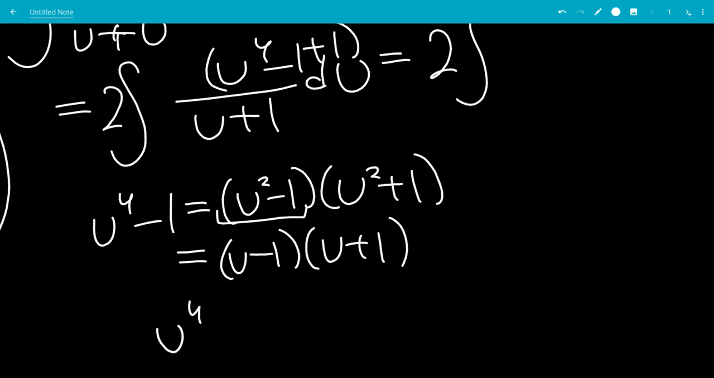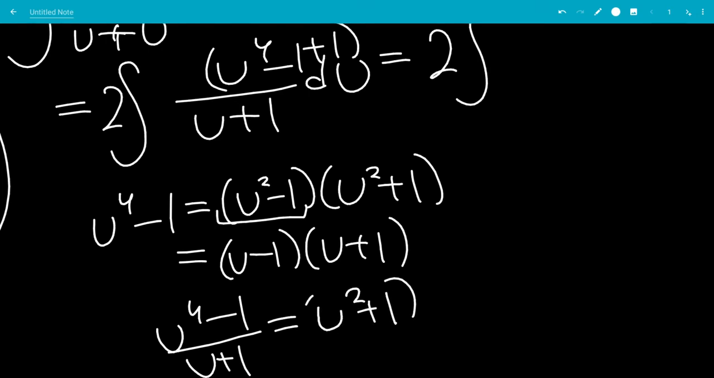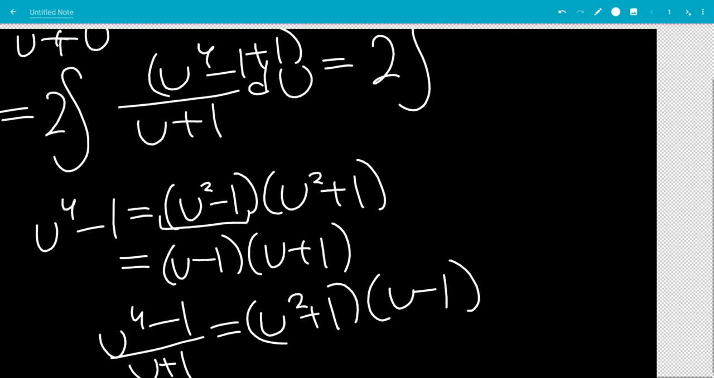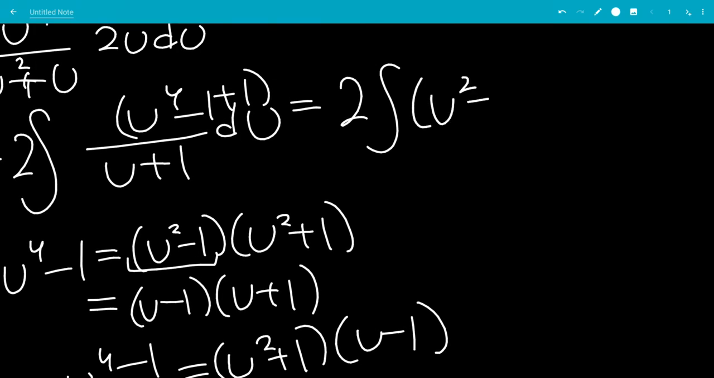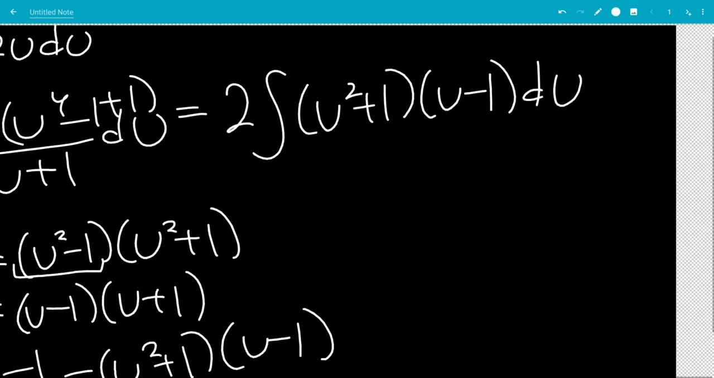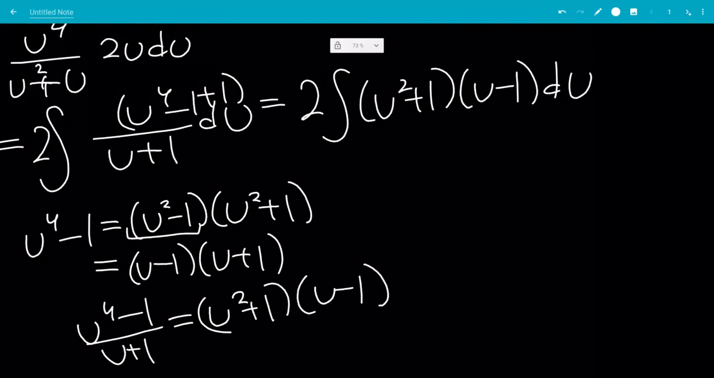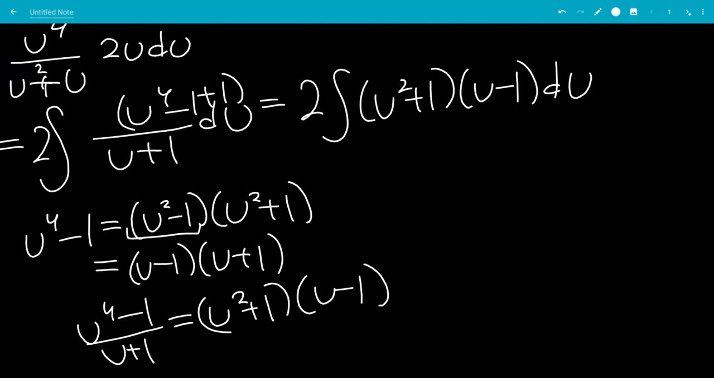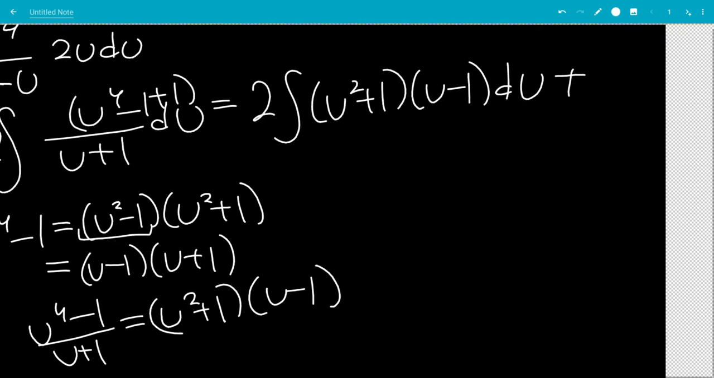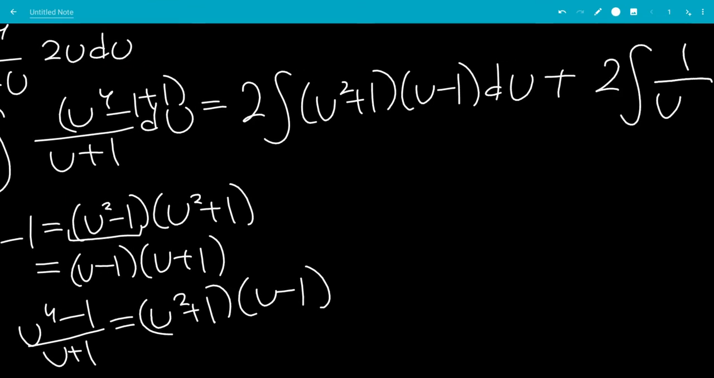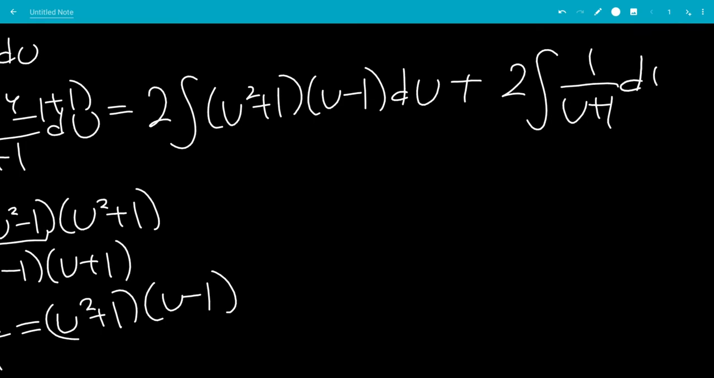So this will be 2 times the integral of u to the fourth minus 1 over u plus 1, which will be u squared plus 1 times u minus 1. And we're going to close the integral. And the other integral we're going to have is plus 1 times 2, which is plus 2 times the integral of 1 over u plus 1 du.